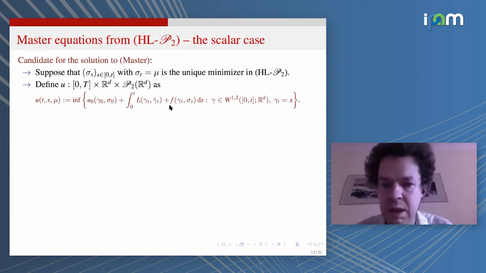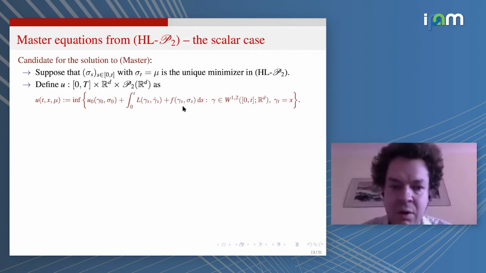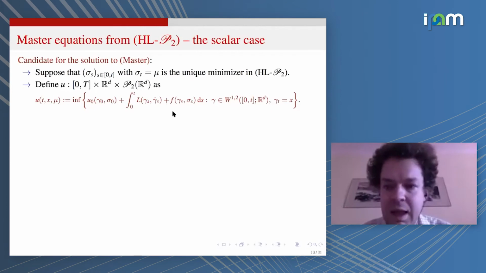Then on my data little f and little u0, I use the optimal curve that I got from the previous problem. So if I give you this sigma, which is a curve, which at time little t is mu, I construct this cost function, which depends on time and space, and I solve this optimal control problem, and I claim that this is the good candidate for the master equation.